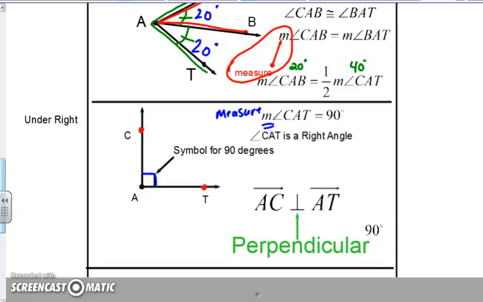But I also want to remind you that those two rays come together and they are considered perpendicular. They are perpendicular lines, and this is the symbol right here that you're going to need to know. I may not tell you that they're perpendicular, but I may give you that symbol and you should know.